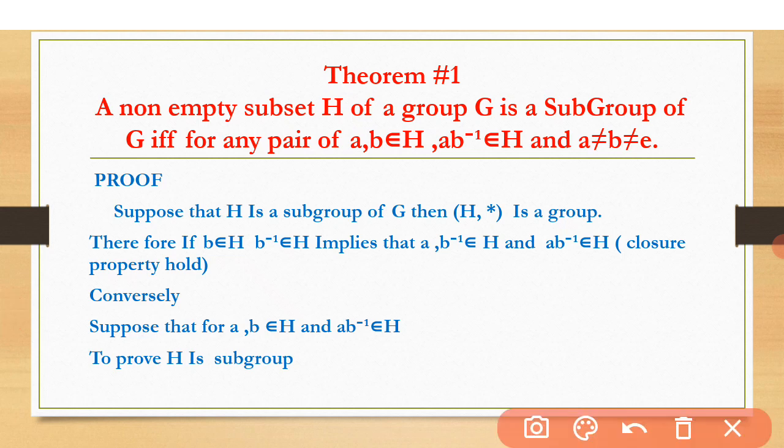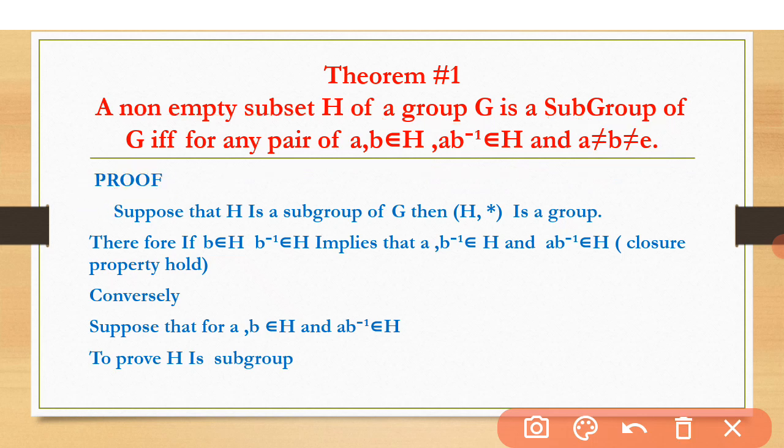The first theorem: a non-empty subset H of a group G is a subgroup of G if and only if for any pair a, b belonging to H, ab inverse also belongs to H, where a is not equal to b, and a and b are both not equal to e. E means the identity element. It means that a is not the identity element, b is not the identity element, and a and b are not the same. Let's come to the proof.